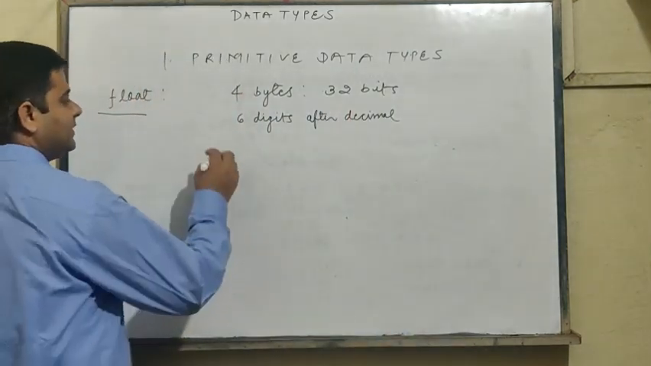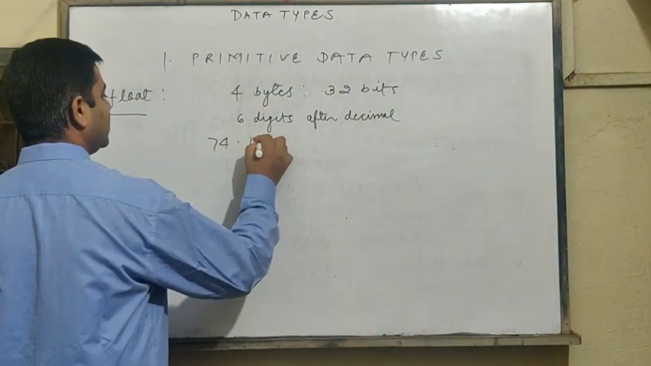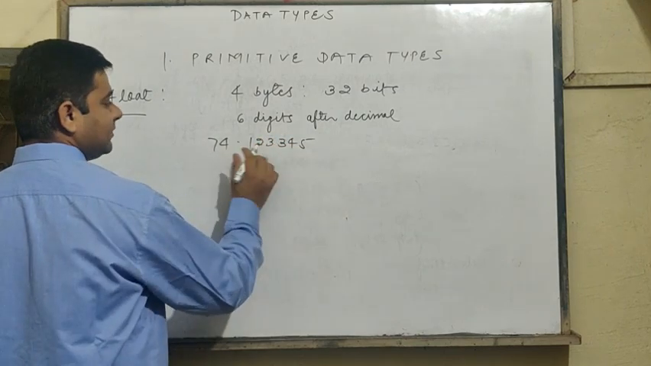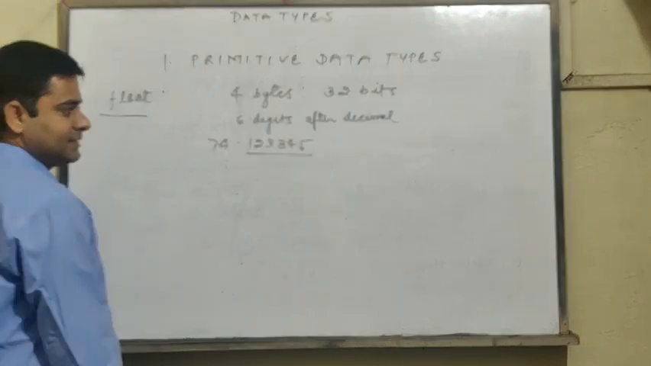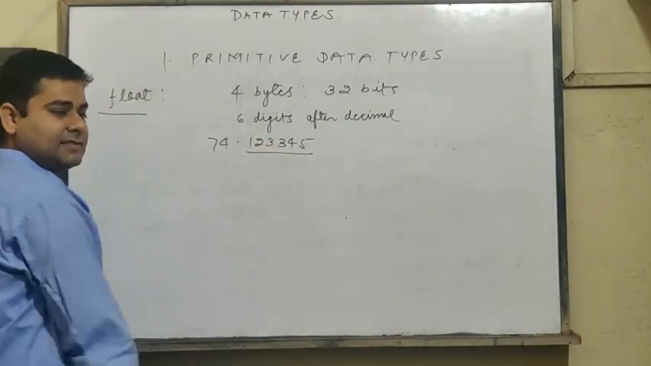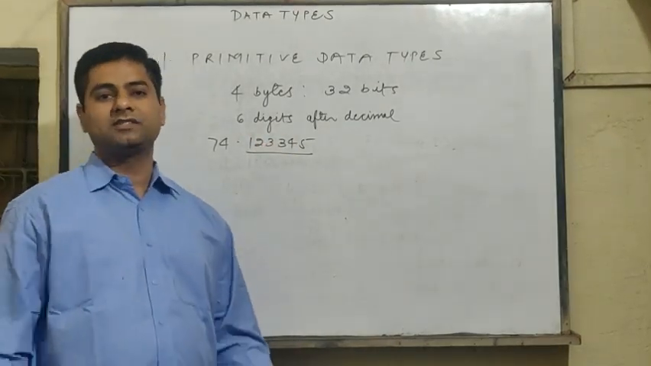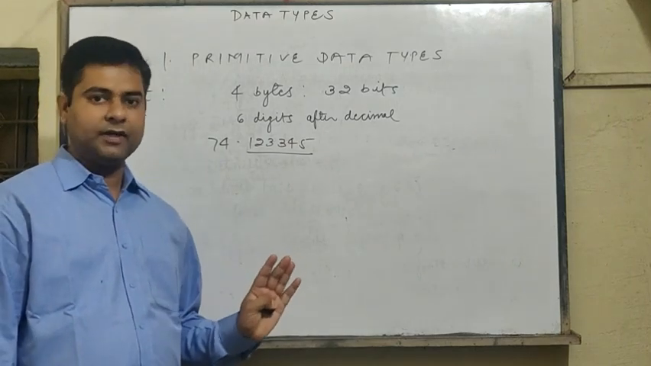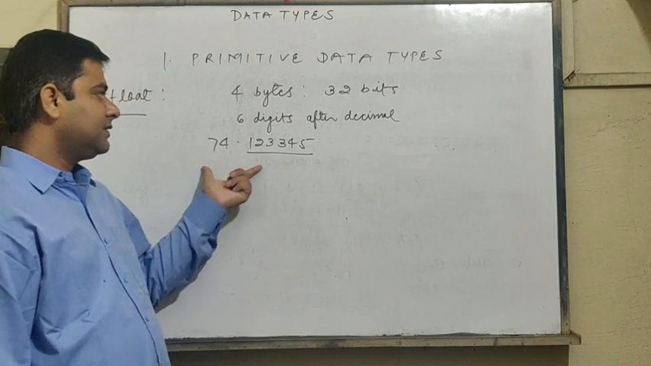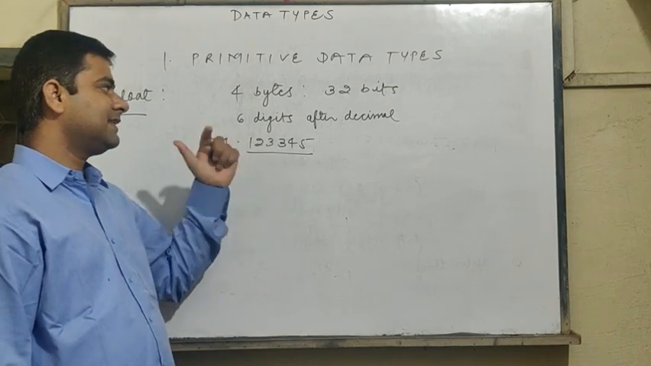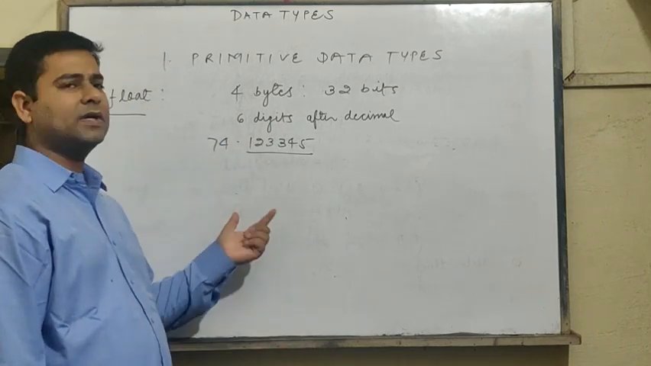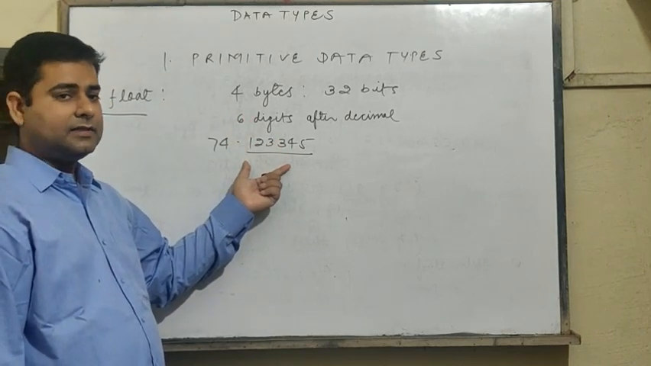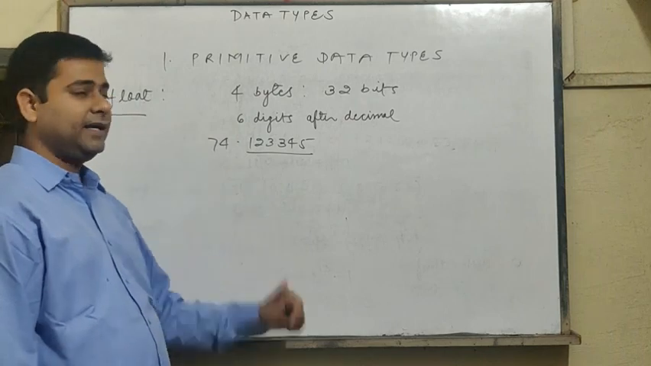6 digits after decimal means suppose you are defining a particular value 1, 2, 3, 4, 5. After decimal, how many digits can it store? 6 digits. If it exceeds more than 6 digits, your answer will be wrong. Your value cannot be stored in float data type. Okay. So its capacity is that it can store 6 digits after decimal, or you can say precision up to 6 digits after decimal. This is the capacity of float data type.